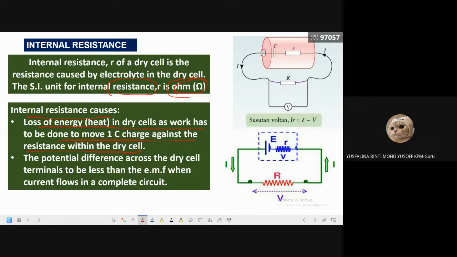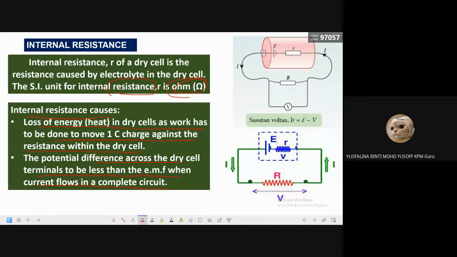This is what I said just now, right? To move the 1 coulomb charge inside the battery itself, that is actually the internal resistance. So the potential difference across the dry cell terminals is less than the EMF when the current flows in a complete circuit, because energy also needs to be used to move the charge inside the battery. So that's why the energy drops.